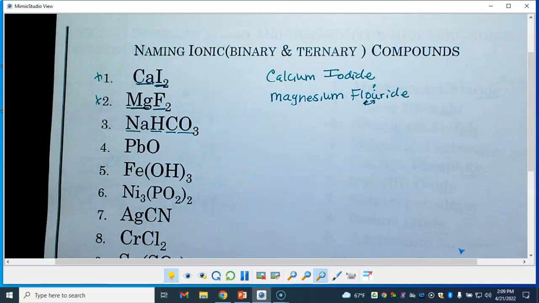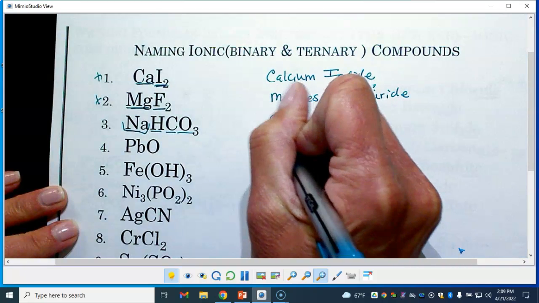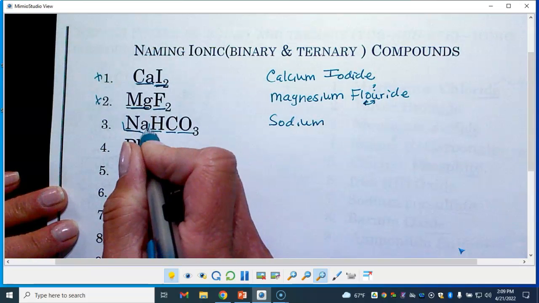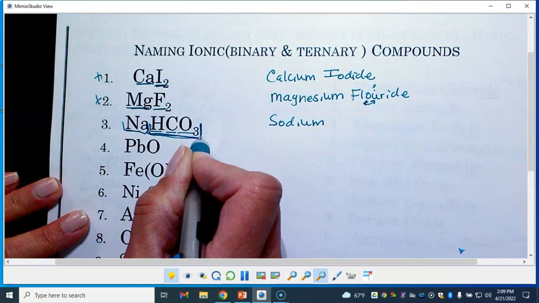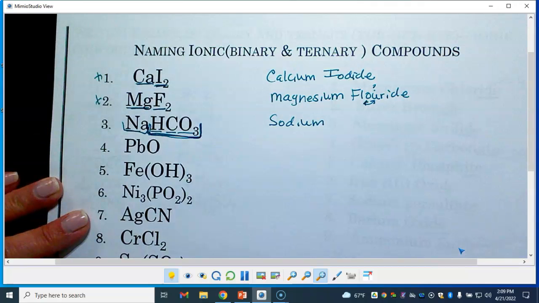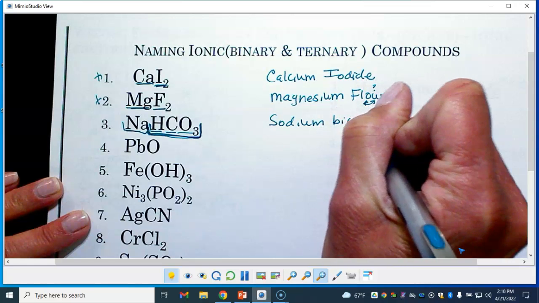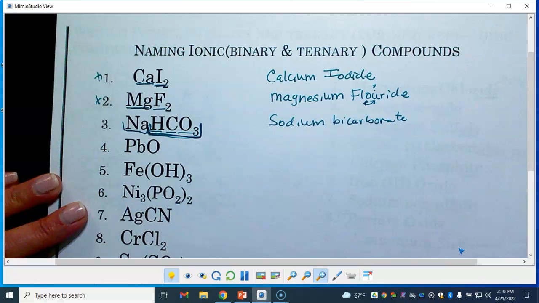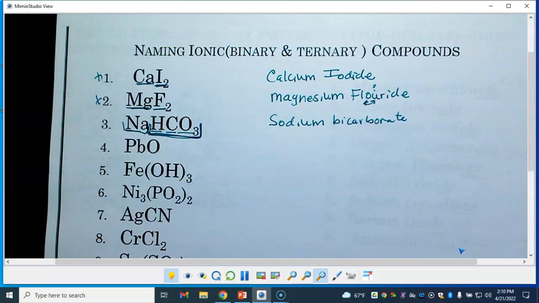Okay? So I'm going to identify my cation, which is Na, and I'm just going to outright name it. So that's sodium. Since there's more than 3 elements, I know for sure there's a polyatomic ion. And in this case, it's HCO3. And we're just going to outright name it. What is HCO3? Bicarbonate. What you put in your cookies. Sodium bicarbonate.